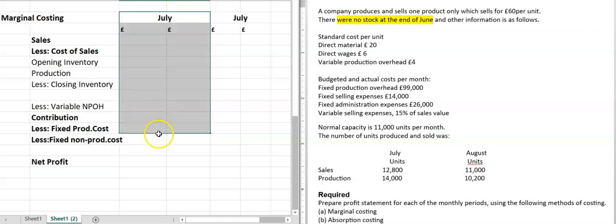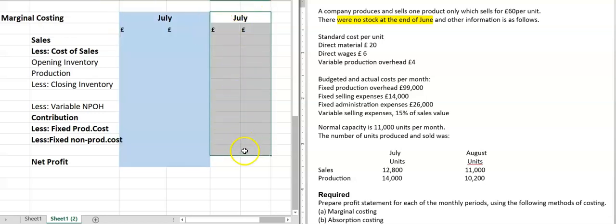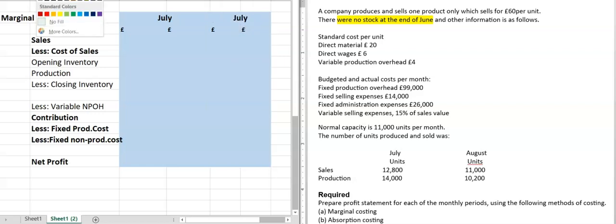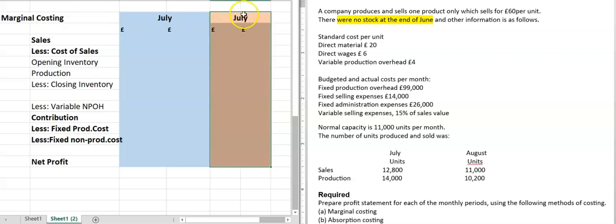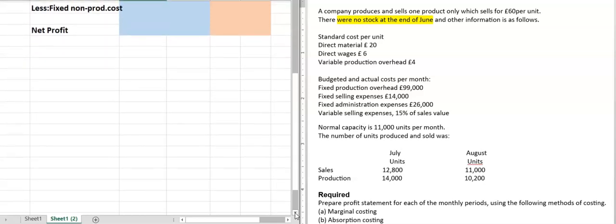So let me make a color for July. I'll make a bright color so it will be easier to look at it. Then I'll make a color for August as well. So this is August. Okay, now let me go and create the absorption costing statement as well.